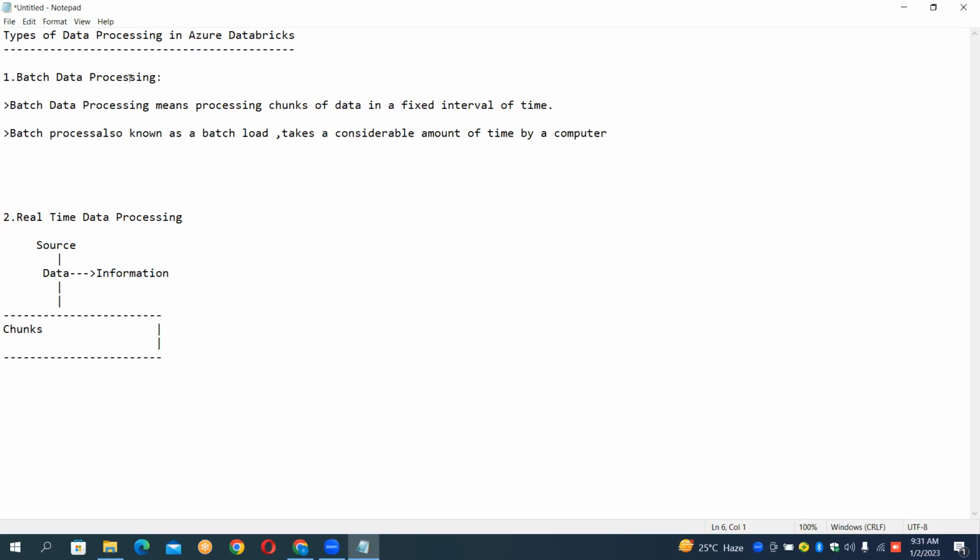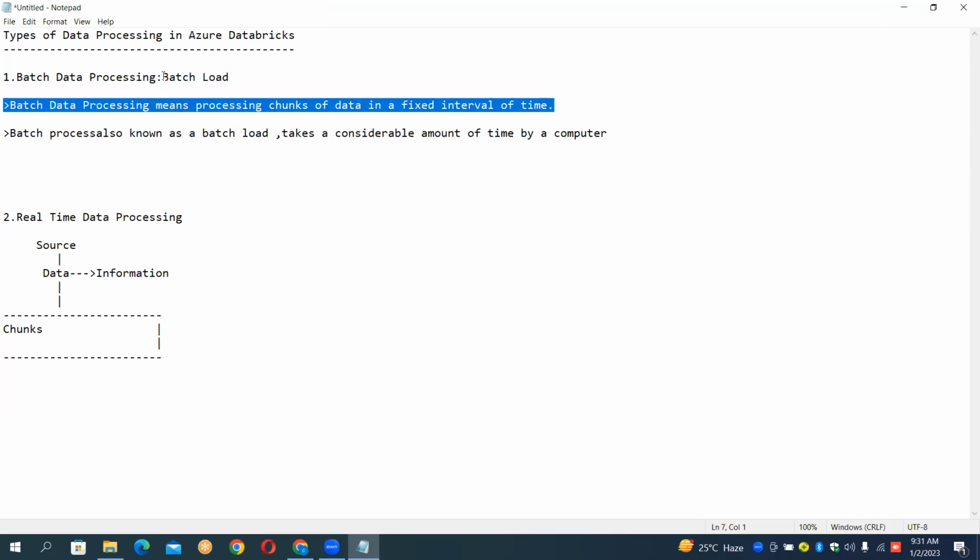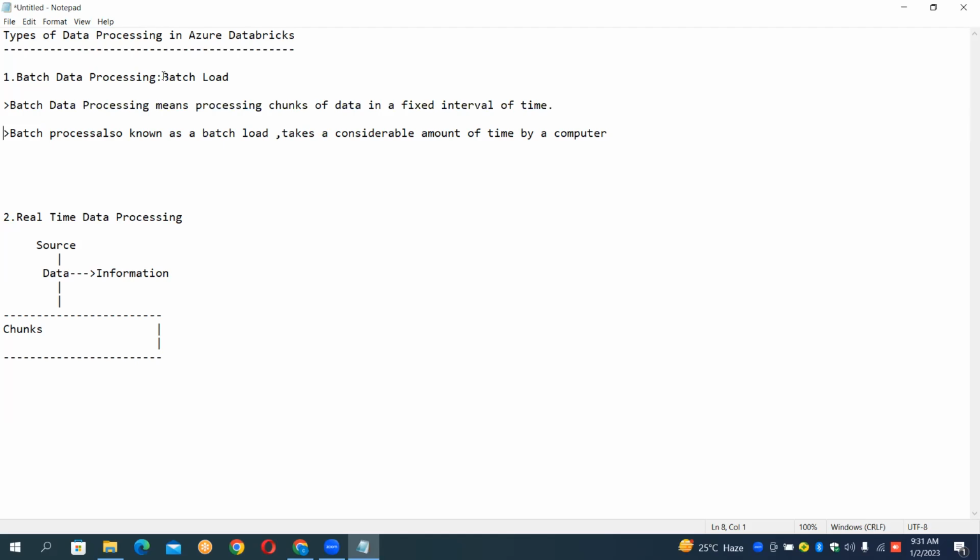So batch processing is also known as what? Batch load here. It is also called batch load. Okay. So anyways, once we start the practicals on this, you will come to know. Okay. So what is real-time data processing?